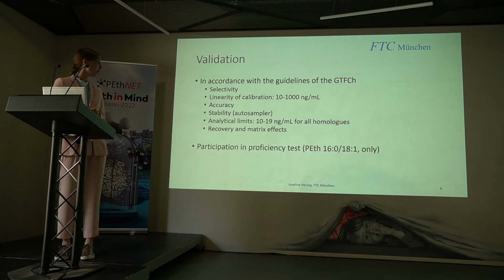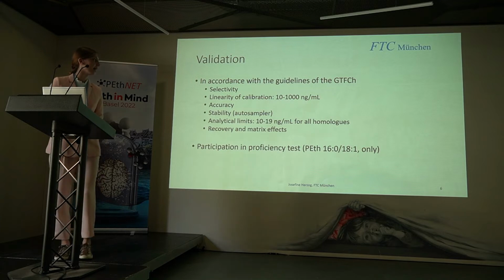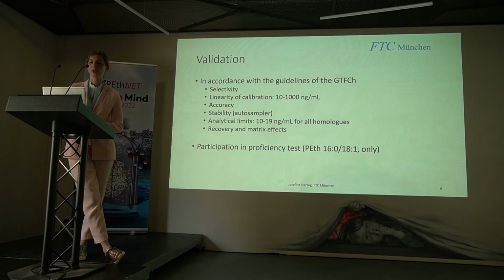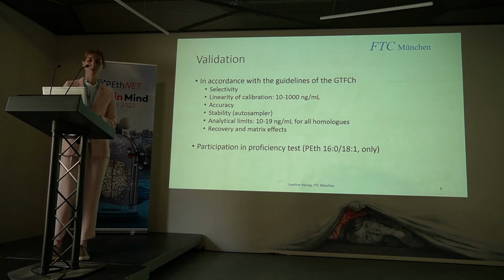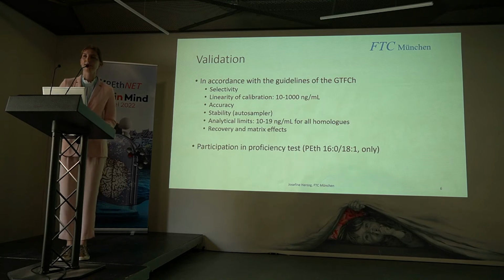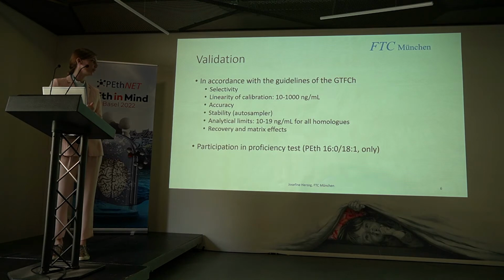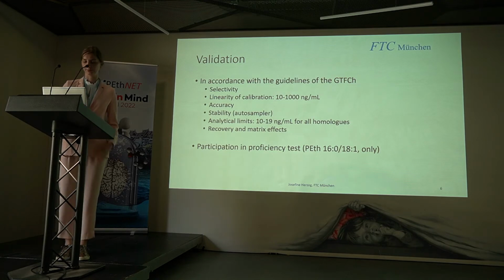The 7 PEth homologues were validated in accordance with the guidelines of the German Society of Toxicological and Forensic Chemistry. There we tested for selectivity, and linearity of calibration for PEth 16:0/18:1 was from 10 to 1,000 nanogram per milliliter. We also checked for accuracy and stability in the autosampler, which we passed, and the analytical limits were from 10 to 90 nanogram per milliliter for all homologues. Recovery and matrix effects were also in the acceptable range. Moreover, we took part in proficiency testing, which was only for 16:0/18:1, but since we passed, we validated our method as well.